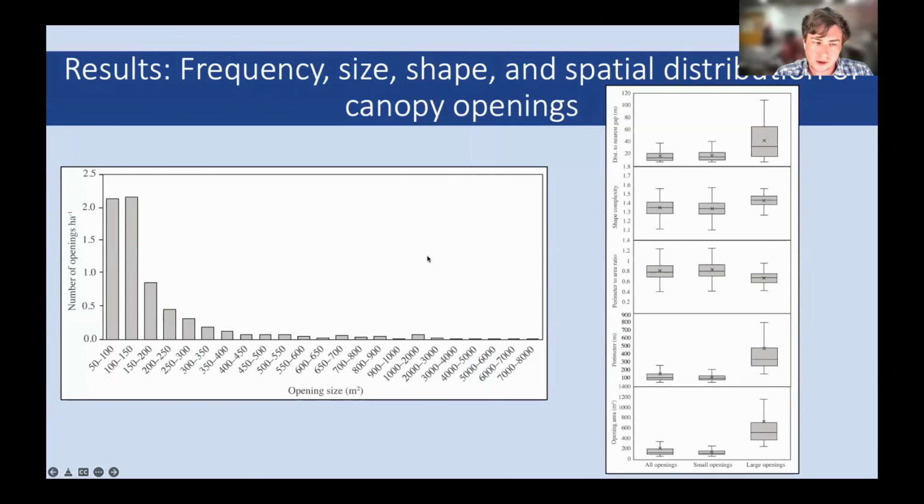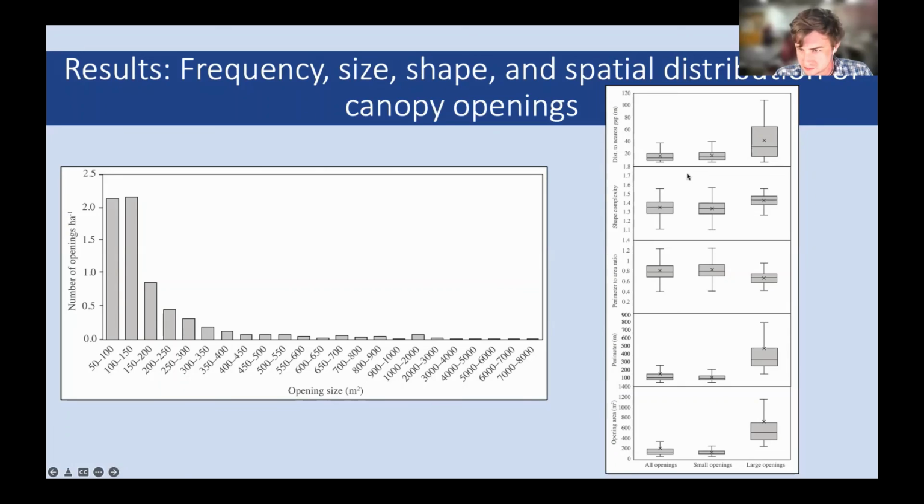And then here's the gap size frequency distribution. So number of openings per hectare on the y-axis, and then opening size on the x-axis. A typical reverse J distribution, about two gaps per hectare in the 50 to 100 and 100 to 150 meters squared. We found about one gap per 8 hectares greater than half a hectare in size. So for gaps that were half a hectare in size, there was about one for every 8 hectares. And the biggest opening that we detected was 3/4 of a hectare.